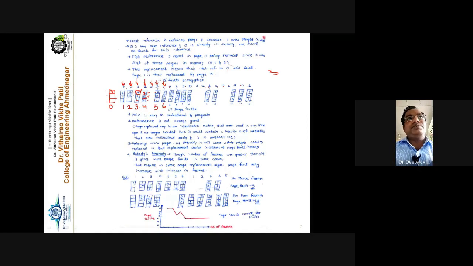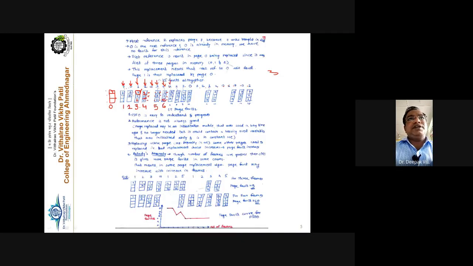Which page is to be replaced between 2, 3, 1? Which is the oldest one? 1 is the oldest one. So page number 1 will be removed, and in that place page 0 will be placed, and the page fault will be satisfied. Now this is the structure, 2, 3, 0.